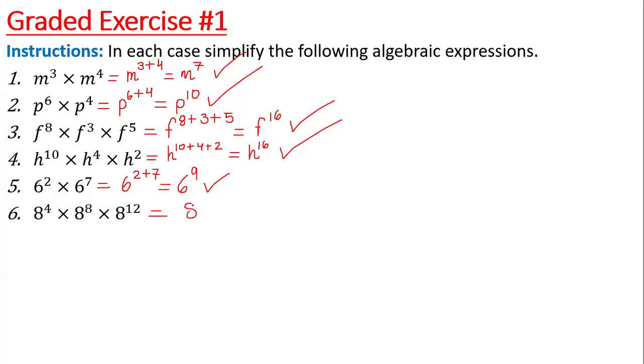It's going to be 8 to the power of 4 plus what? Plus 8 plus what? 12. Plus 12, yeah. So we have 4 plus 8 plus 12, 24, and it's going to be equal to 8 to the power of 24. 4 plus 8 is 12, plus 12 is 24. 8 to the power of 24.